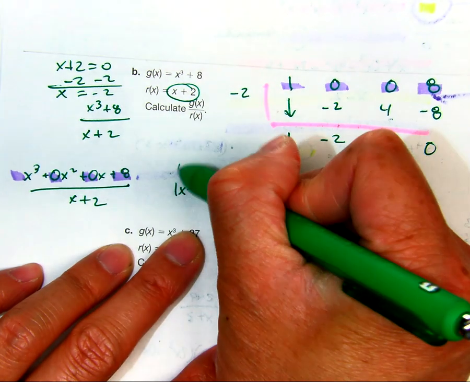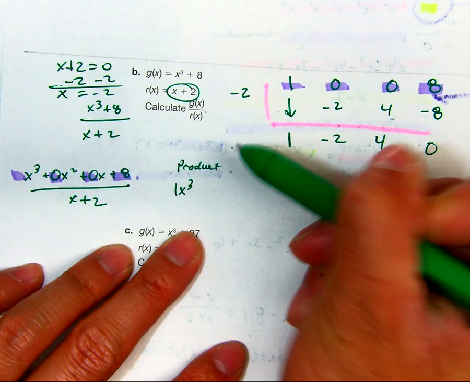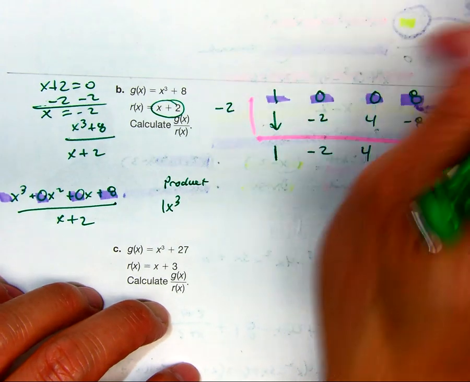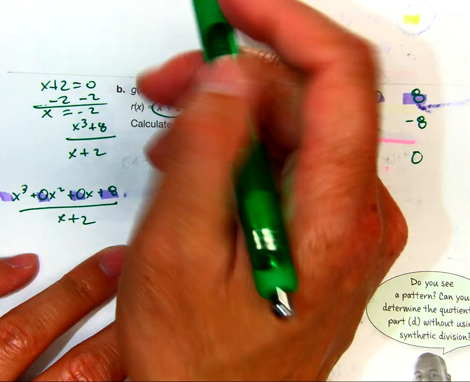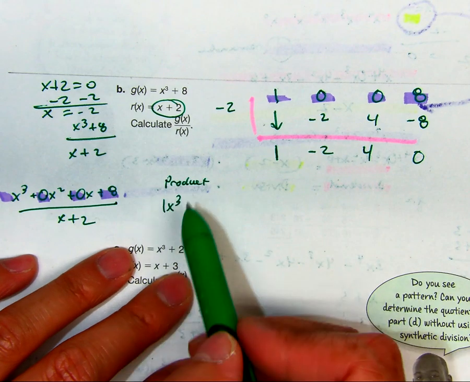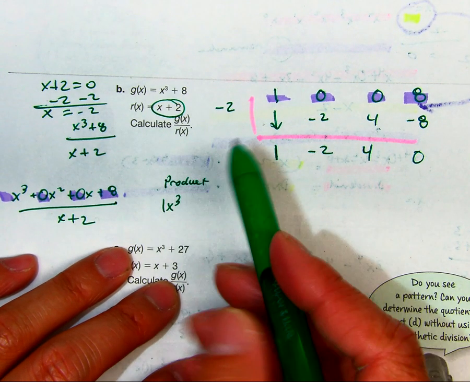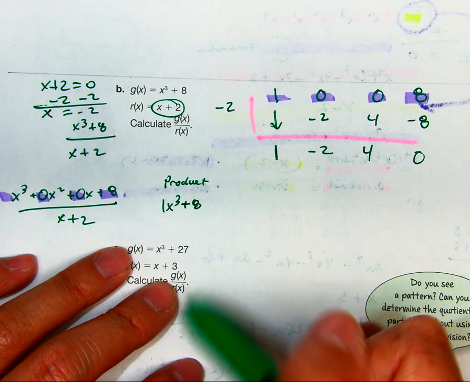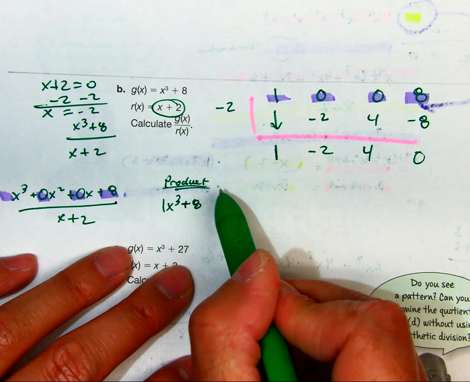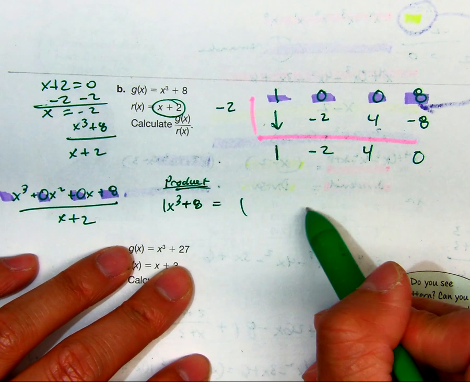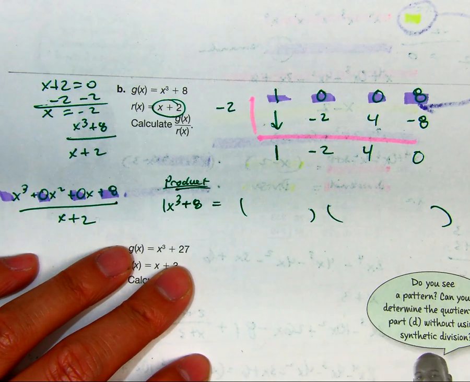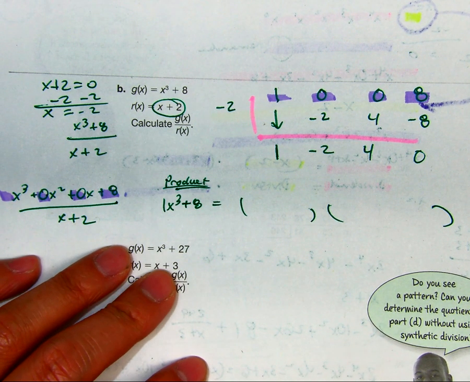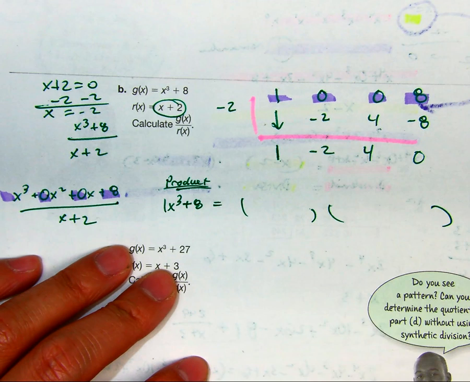So right now we're doing the product. I'm trying to think about how I can get the dividend as the product of the divisor and the quotient. So question, Raymond. How do I get x cubed plus 8? Maybe Rudy can help us now. Rudy, what does 1, negative 2, and 4 represent?